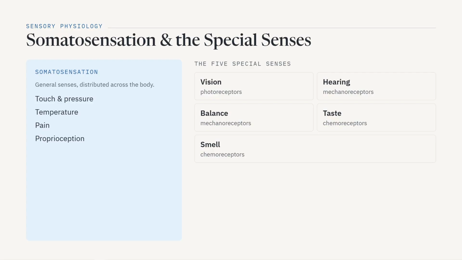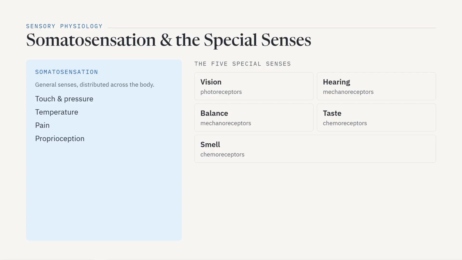And here's a nice check on what we've already learned. Every one of these maps back to a receptor class from a few slides ago. Vision uses photoreceptors. Hearing and balance use mechanoreceptors: hair cells bent by fluid movement. Taste and smell use chemoreceptors. So all this apparent variety comes down to the same handful of transduction mechanisms, just packaged into different organs.